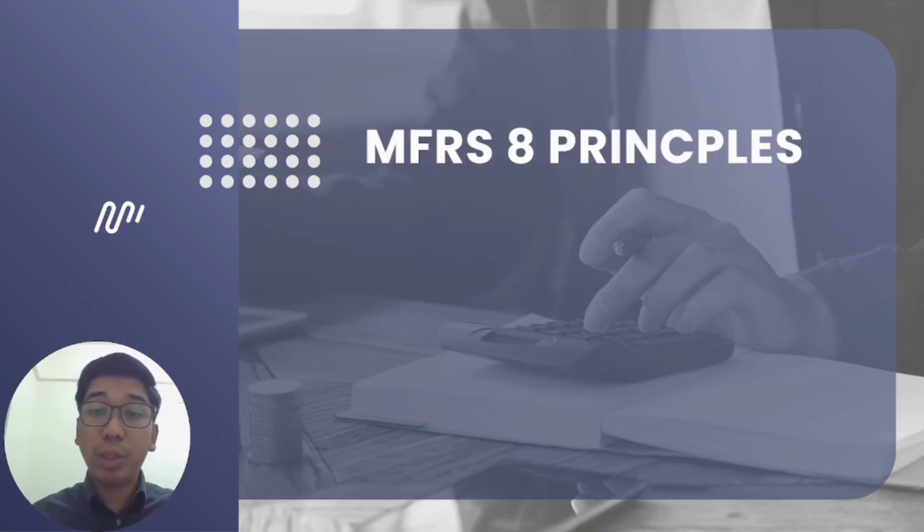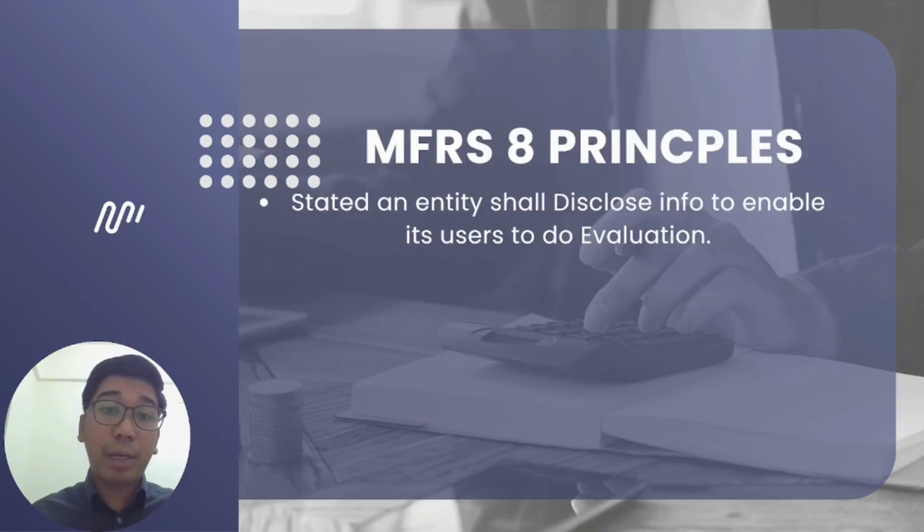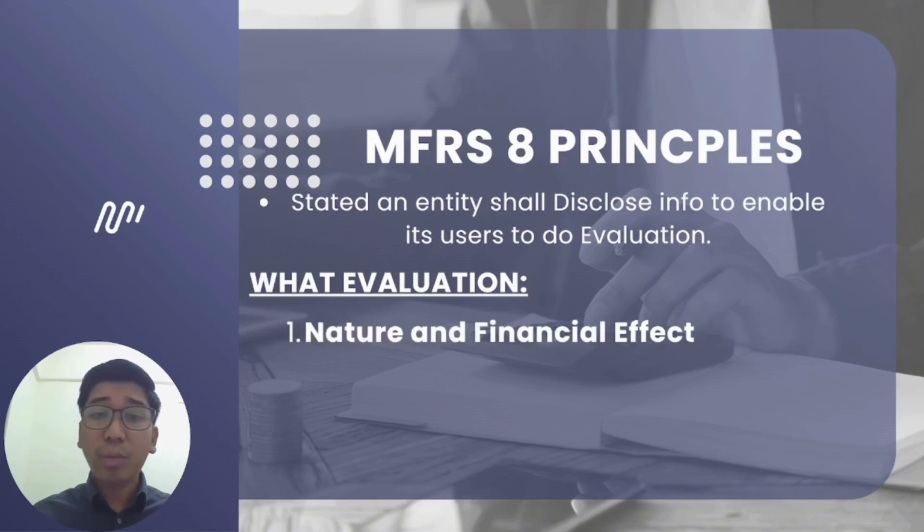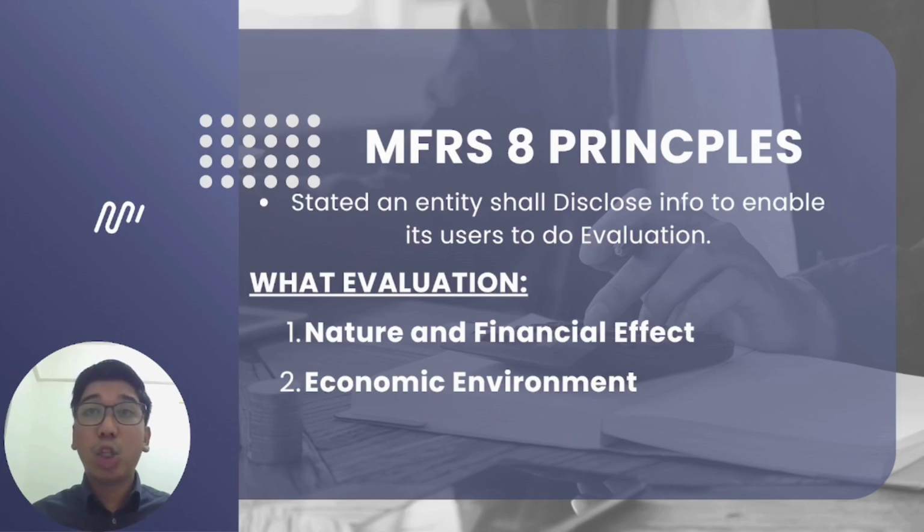So what is the principles and the definition? MFRS 8 stated an entity shall disclose information to enable its users to evaluate. So what are the evaluations that MFRS 8 will do? First is the nature and financial effect of the business activities that the company is engaging. Second is the economic environment in which the company is operating.